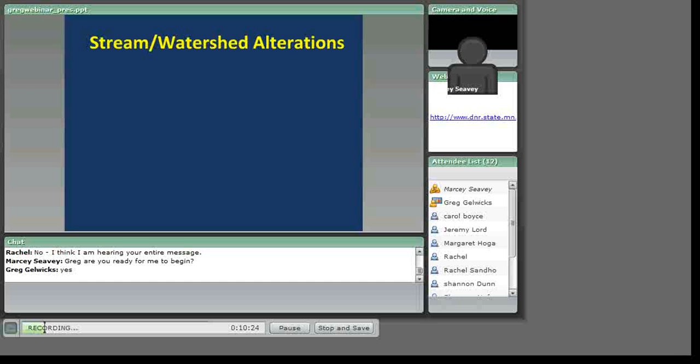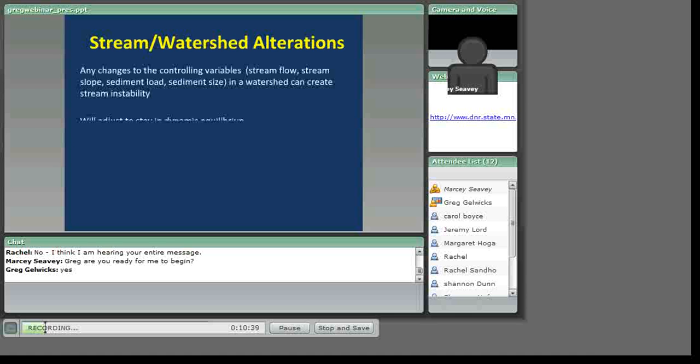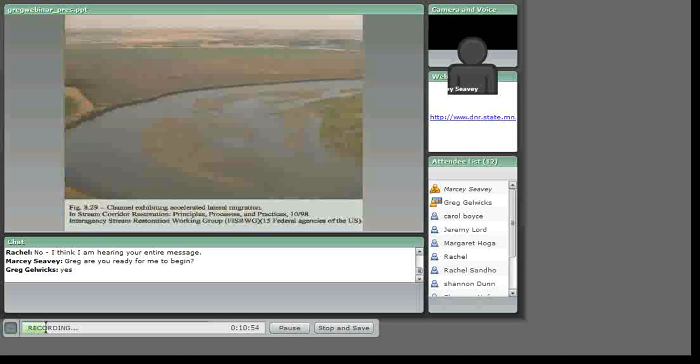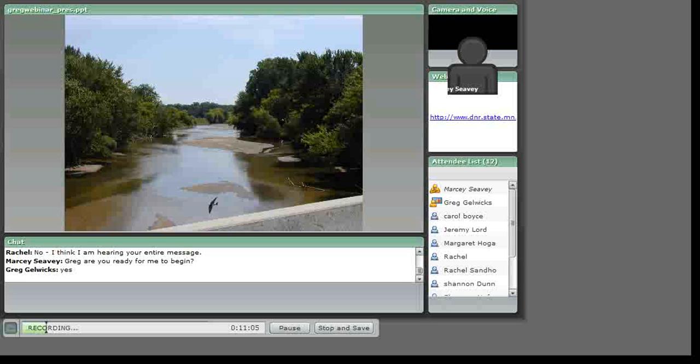When any of these factors are altered, these variables such as stream flow, stream slope, sediment load, and sediment size in a watershed, that can create instability in the stream. And the stream will adjust to stay in equilibrium. And the degree that the stream adjusts depends on the amount of alteration and the sensitivity of the system. And this is an example of a stream that has accelerated lateral migration. And this is an example of a stream that's out of balance and cannot carry the amount of sediment that is being supplied to the system.